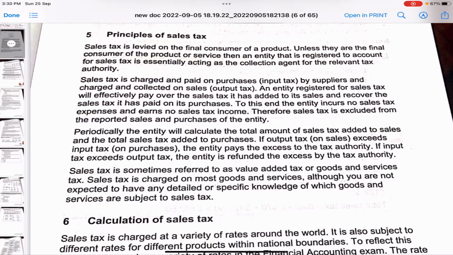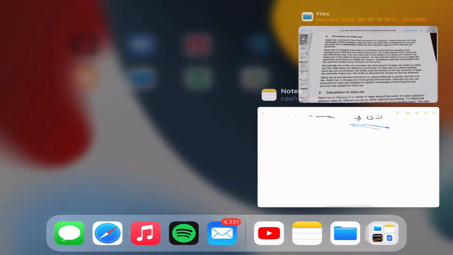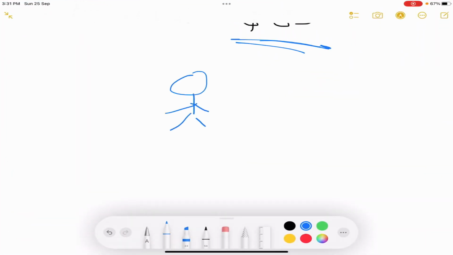Okay, so sales tax is levied on the final consumer of the product. So whoever is the final consumer of any product has to pay the sales tax. Unless they are the final consumer of the product or service, an entity that is registered to account for sales tax is essentially acting as a collection agent for the relevant tax authority. So let me explain it to you. Various kinds of taxes are charged. Sometimes, if we are the final consumer, let us assume that I am a final consumer, I have to pay the tax to the government, right?